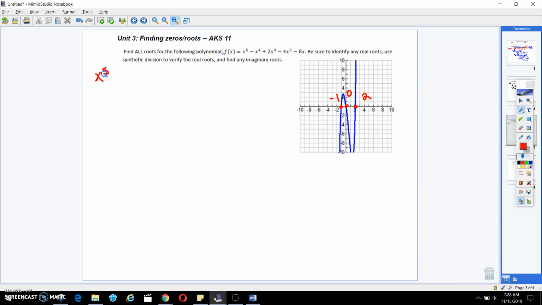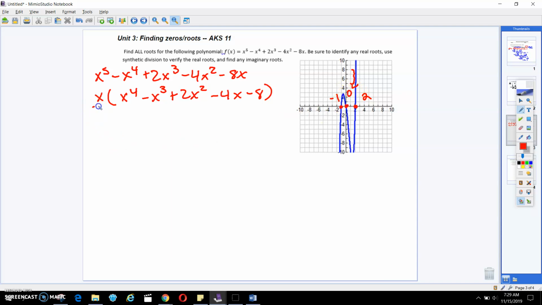Okay, so x to the 5th minus x to the 4th plus 2x to the 3rd minus 4x squared minus 8x. Okay, I'm going to divide all of that by x. So this is what that's going to look like. So I'm taking out an x from each term, right? Okay, the reason why I can do that is because look right here. You see where x is equal to 0 at the x-intercept? Well, we just pulled out an x. If we set that equal to 0, what is that going to give me? Exactly.